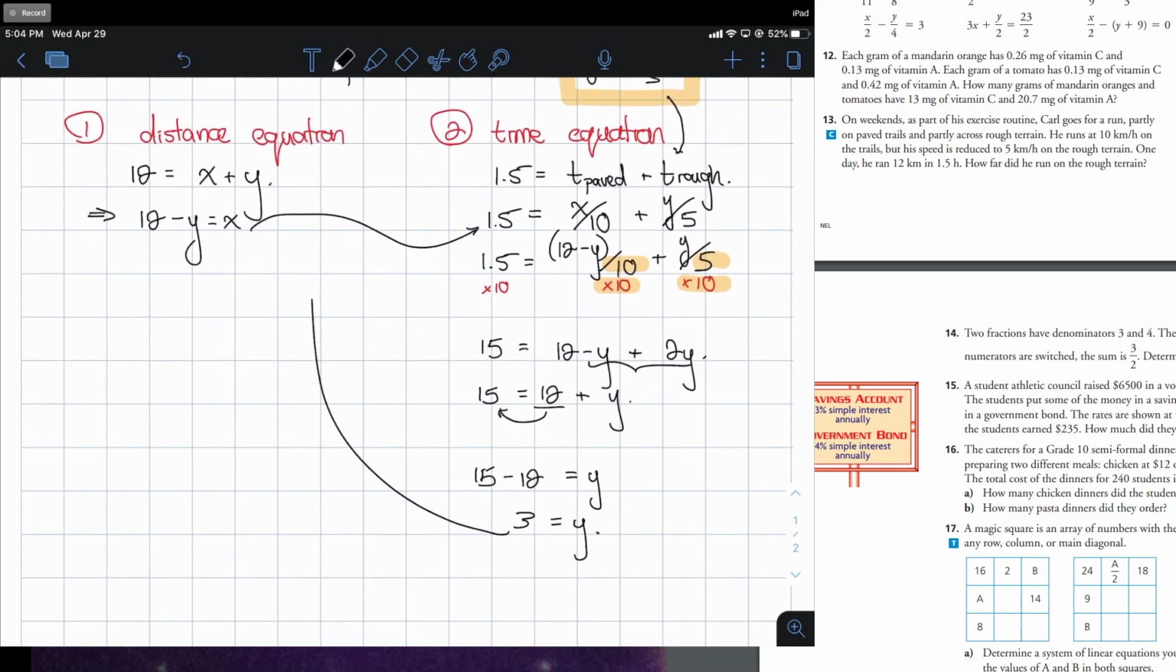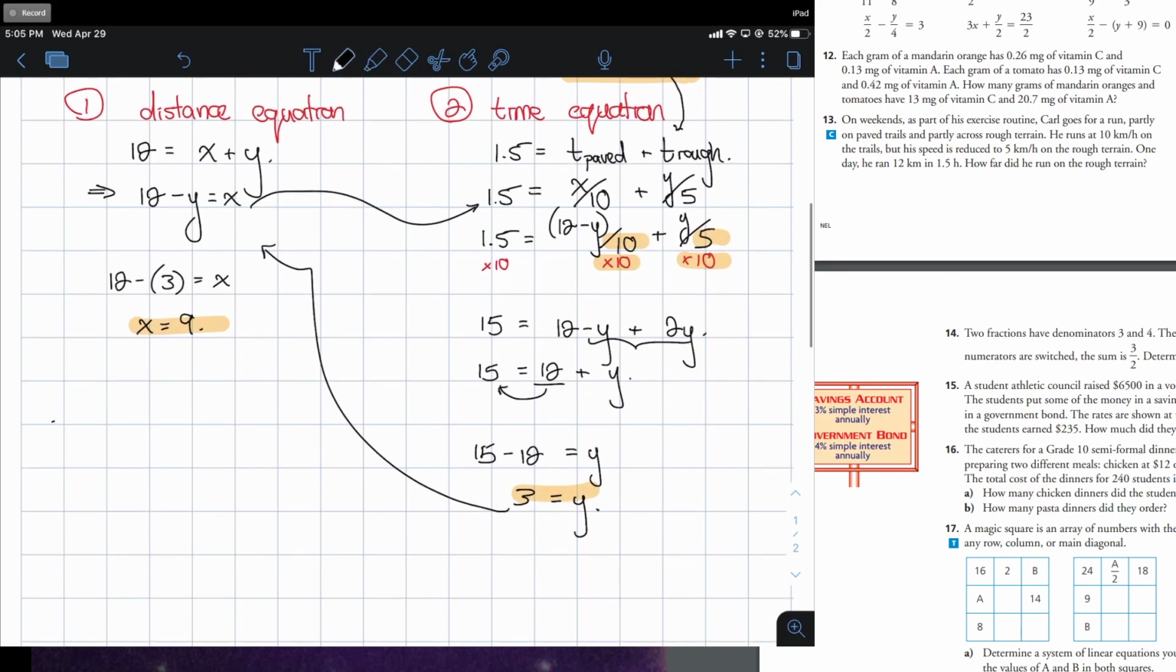And then we can plug back in to solve for x. So 12 minus 3 is equal to x. So x is equal to 9. Okay. And that's it. So he runs 3 kilometers. Therefore, he runs 3 kilometers on the rough surface. And he runs 9 kilometers on the paved surface.